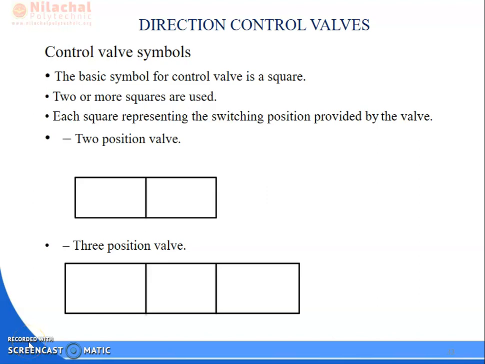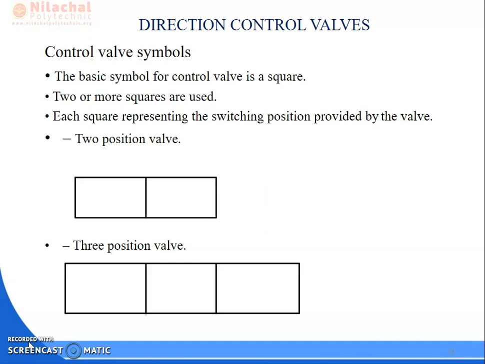Good morning everyone. As we discussed, the control valve classification includes the directional control valve, the FCV (flow control valve), and the pressure control valve, that is PCV. They are classified according to actuation, spool type or poppet type. Today we will discuss the directional control valve in the pneumatic control system.